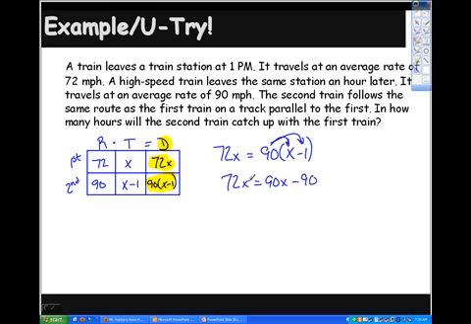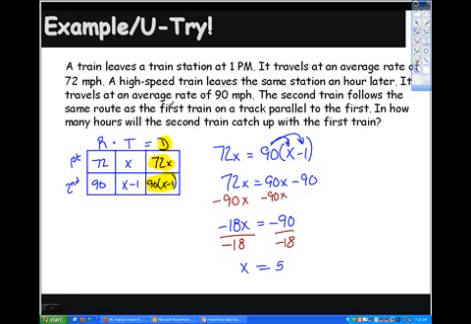I want to get all the x's on one side. I like to have them all be positive, but it's just quicker to get them on one side if I subtract the 90x here. That'll give me what? Negative 18x equals negative 90. We're going to go ahead and divide by that negative 18. And we get 90 divided by 18. It's going to be positive because a negative divided by a negative is a positive. The result there is x equals 5.